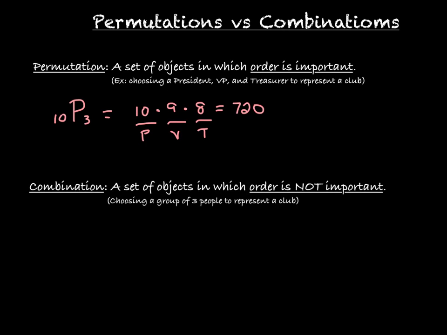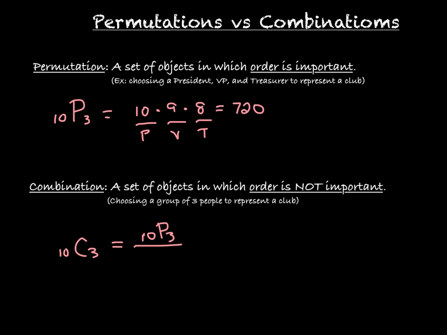Okay, with a combination, let's give the same problem. Let's say we have 10 people in our club, and we want to choose 3 to represent our club. Well, instead of writing 10P3, we would write that as 10C3. And what 10C3 means is you want to take 10P3, but because there's going to be repetitions, because, like we said before, Mike, Gabby, and Jordan is the same group as Jordan, Gabby, and Mike, we have to divide by the repetitions.